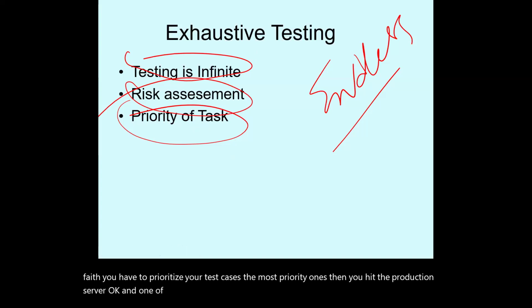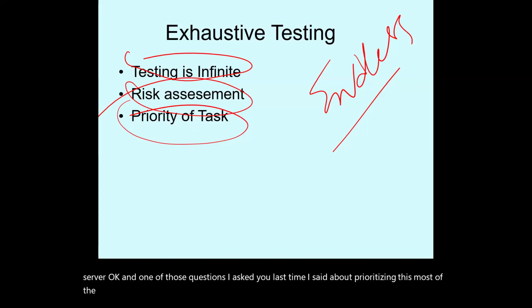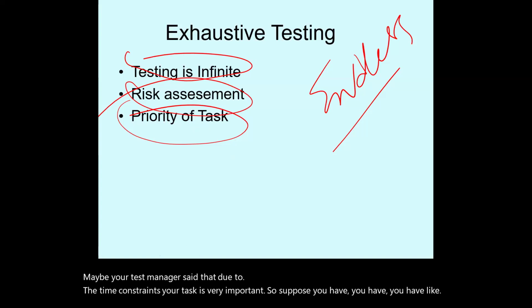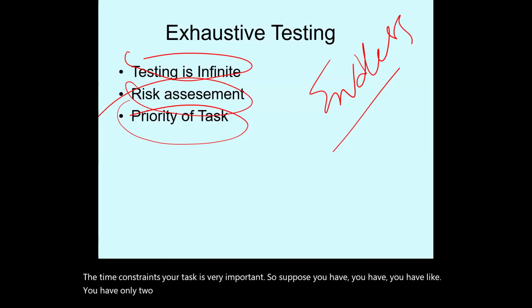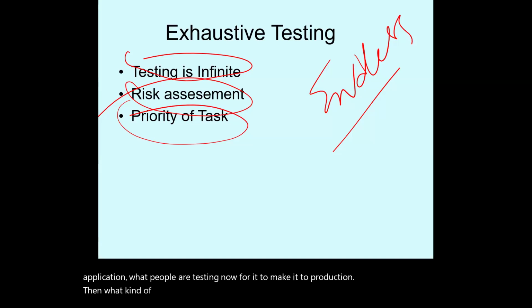And one of those questions I asked you last time was about prioritizing your tests. Most of the time, maybe your test manager says that due to the time constraints, your task is very important. So suppose you have only 2 hours for your application to make it to production. What kind of testing will I be doing? Therefore, prioritizing of tasks is very important.